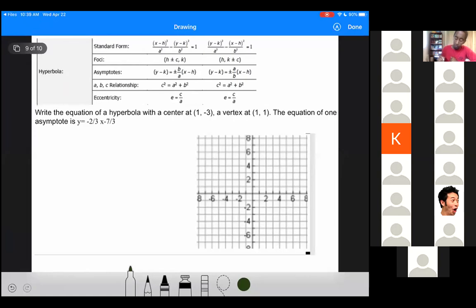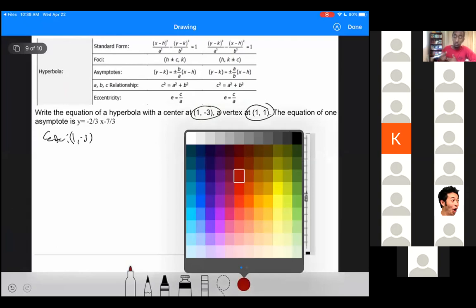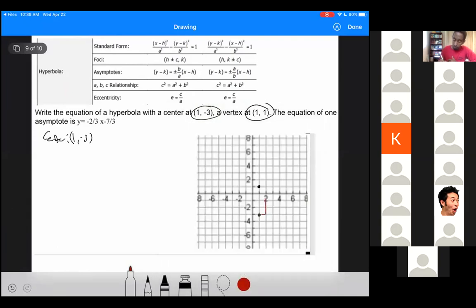So we have a center at 1, -3. So that's right there. We have a vertex at 1, 1. That's right here. So we have a center and a vertex, and that will help us to find 3 things. We know the center is 1, -3. We know the A is the distance from the center to the vertex. So we know our A is 1, 2, 3, 4. We know where our other vertex is, 1, 2, 3, 4 down here. And we know that it is vertical because we have the 2 vertexes. So it's something like that.